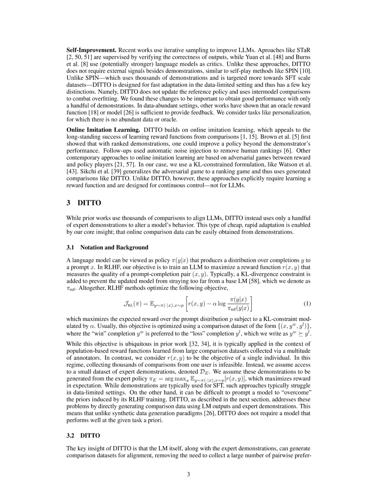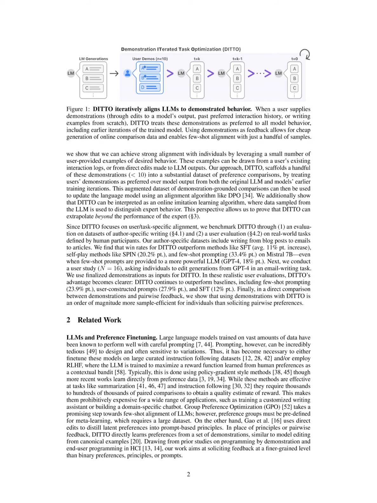DITTO generates comparison datasets for alignment by using expert demonstrations and model outputs, eliminating the need for collecting a large number of pairwise preferences. The method also incorporates online imitation learning, allowing the model to extrapolate beyond the performance of the expert, thus achieving strong alignment with individuals.